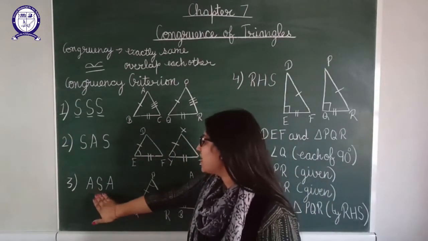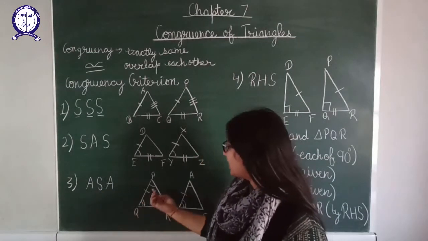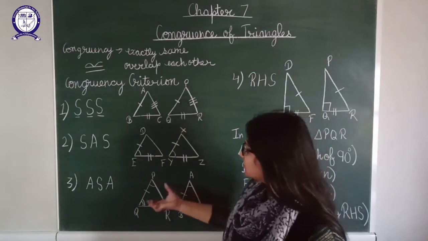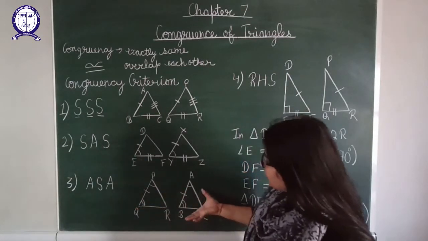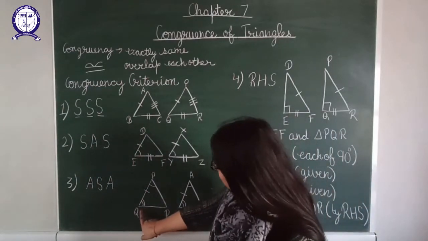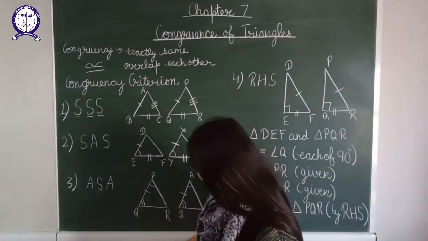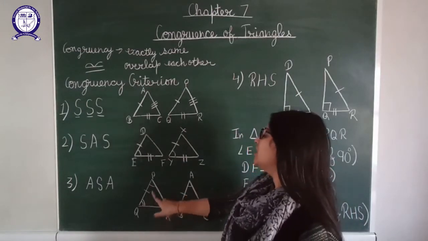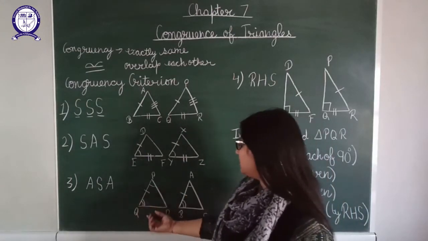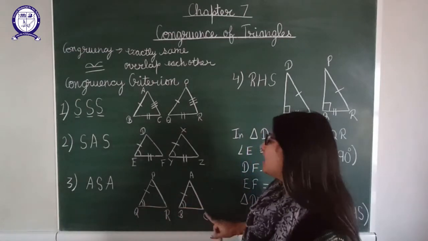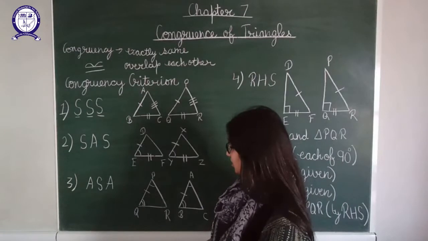Now the next one, the third one, is ASA criteria, meaning angle, side, angle. So angle P here is equal to angle A. The side is PQ and PQ is equal to AB here. This angle Q is equal to this angle B. So angle, side, angle. By ASA criteria, these two triangles PQR and ABC are congruent to each other, right?